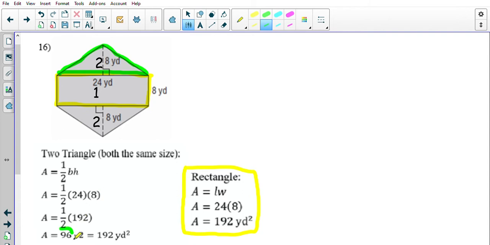So one triangle is 96, but I'm going to multiply by 2 since I have 2 of them, including this one down here at the bottom. The total area of the 2 triangles together is 192 yards squared.